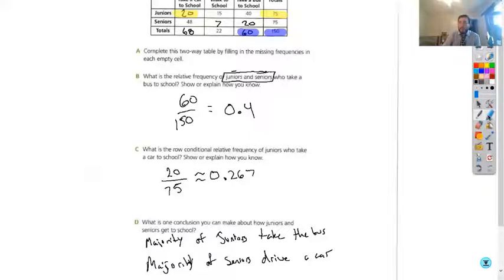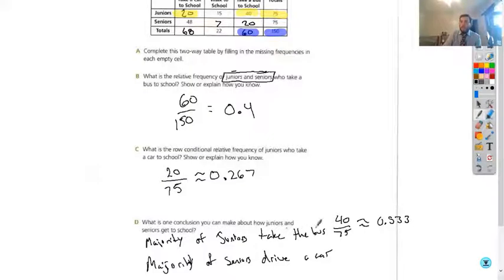So if I'm looking at juniors and how they get to school, right, I'm going to look at the row conditional frequency here. So the row conditional frequency for juniors that take the bus would be 40 over 75. So 40 over the total number of juniors, which is 75. This works out to be 0.533, and then this kind of repeats on, so we can just round it there, which is about 53% of juniors take the bus. So that's more than half, so that's the majority.